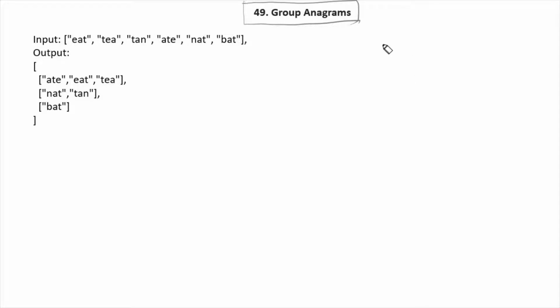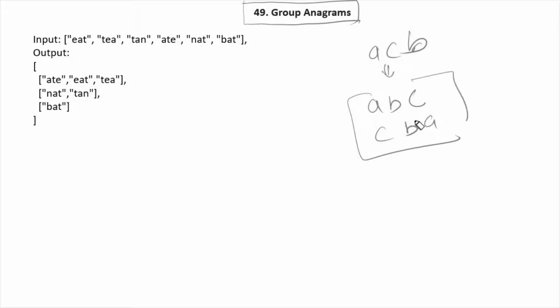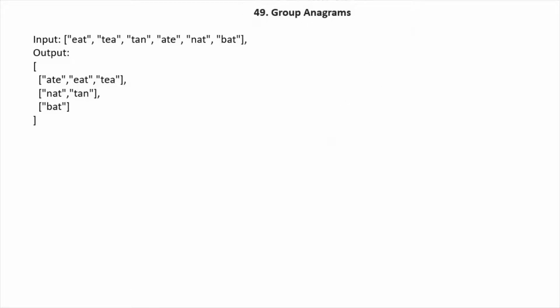So what is an anagram? An anagram is a permutation of the characters of any string. Like we have ACB, so other anagrams can be ABC, CBA. It's just a permutation of the characters of that string in any order.